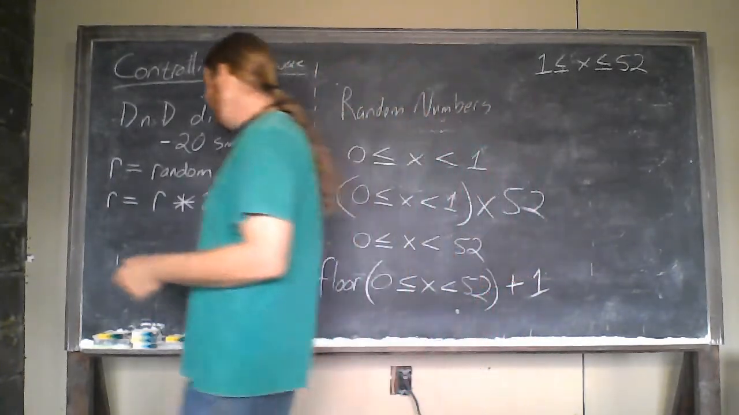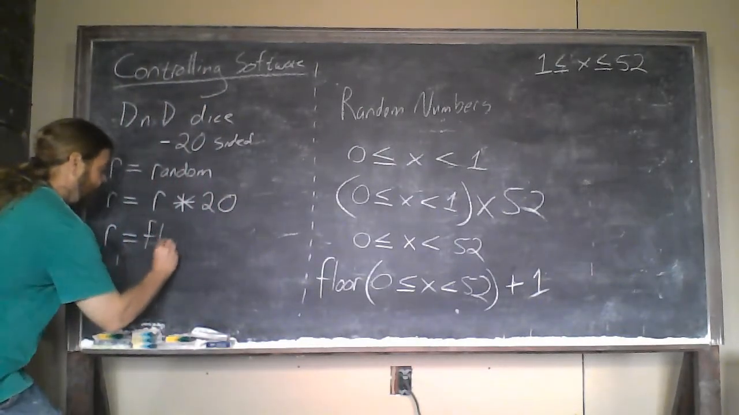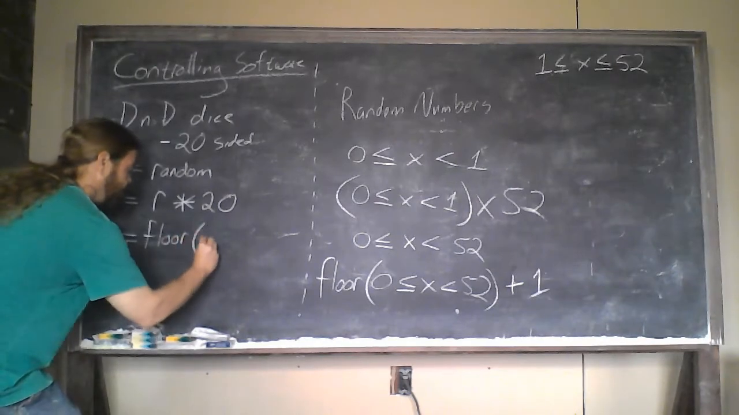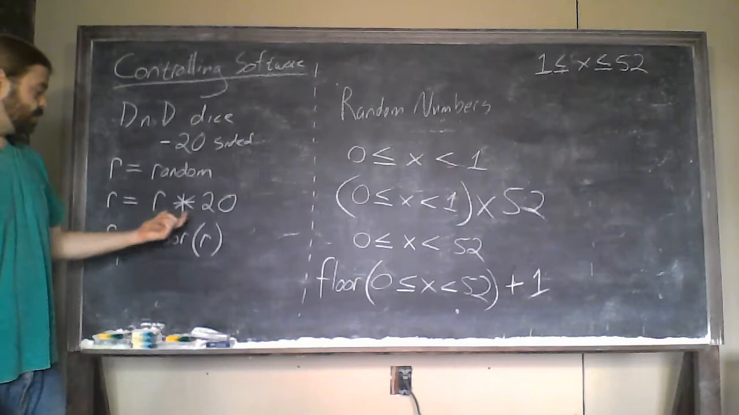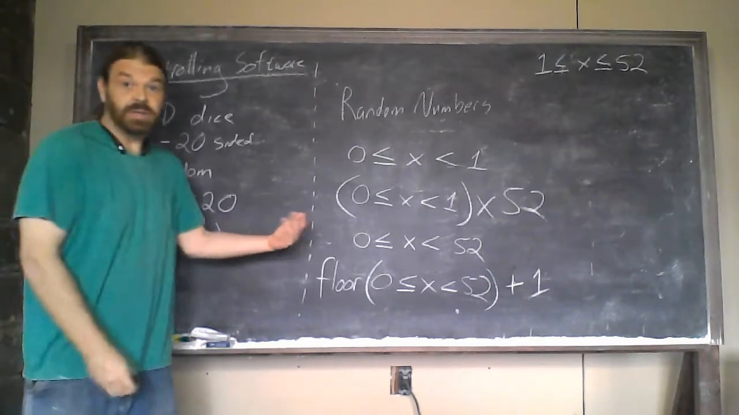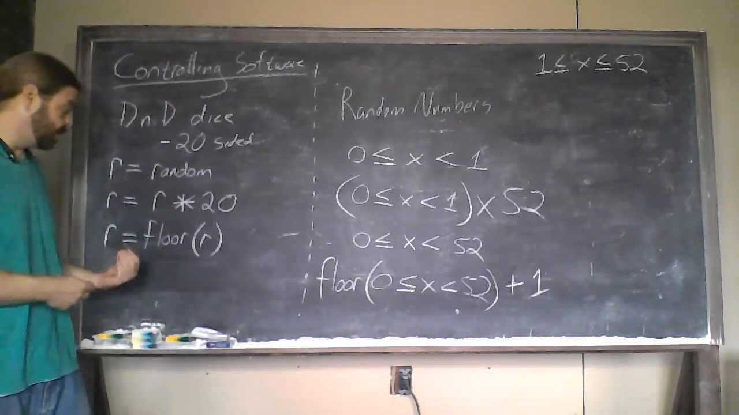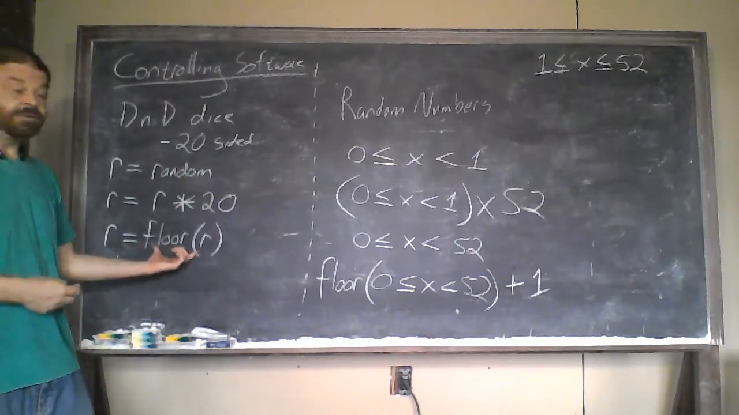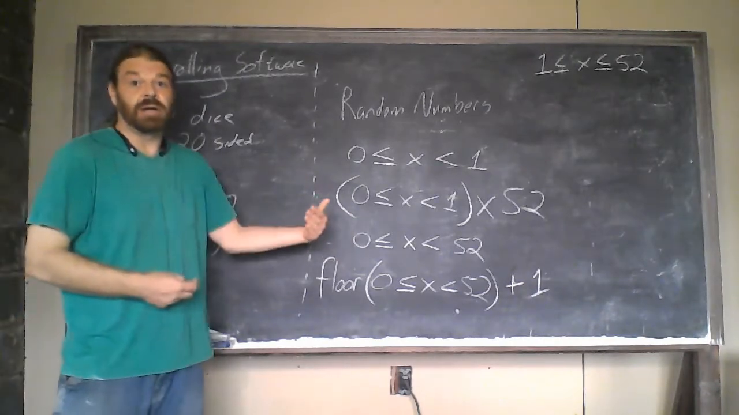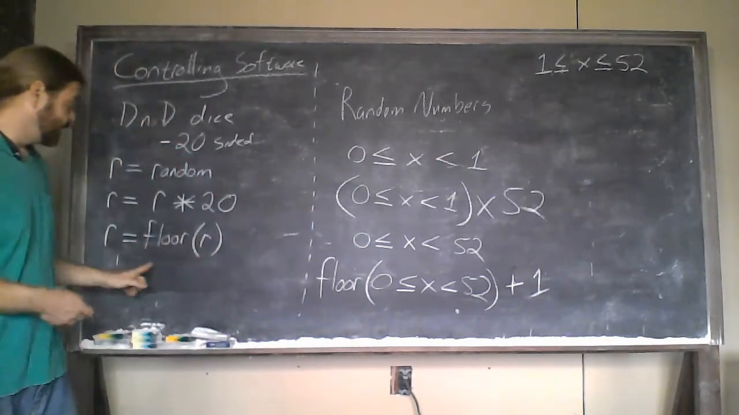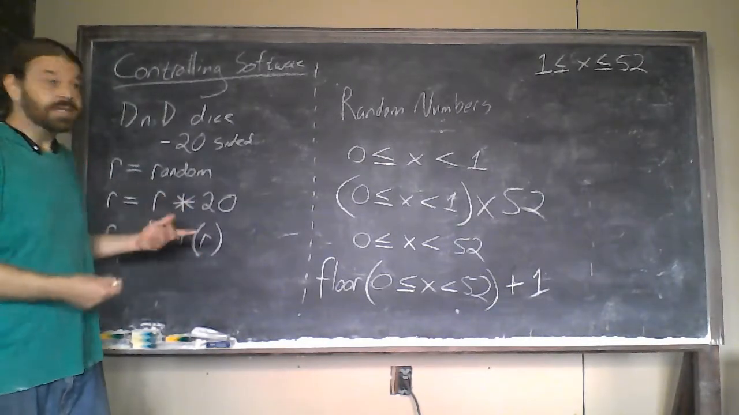It'd be nice to work with integers, so then we can reassign R again and floor whatever is in that value R. So the 0 point something, that decimal fractional part just cuts off and we go back to 0. So this gets us a number between 0 and, here we were right below 20, so when we cut off the decimal part, we're going to have 19. So that gives us a number between 0 and 19, which is 20 sides.